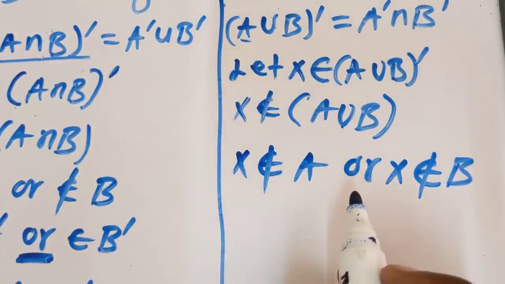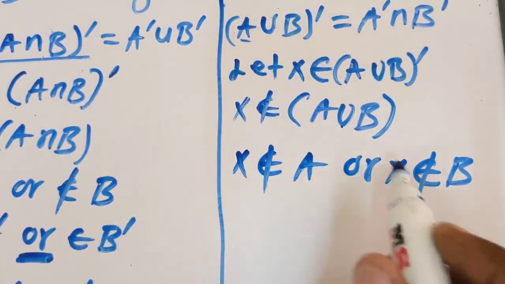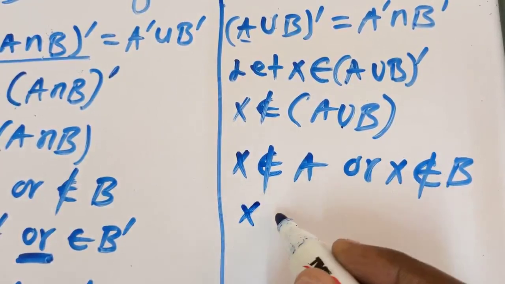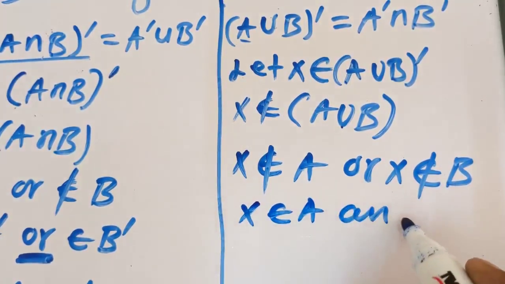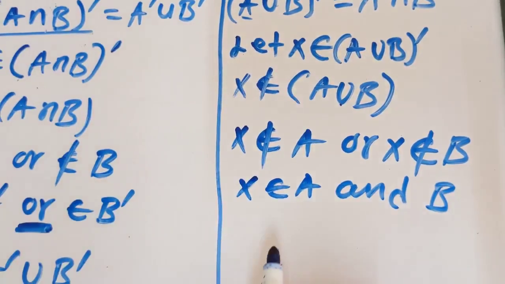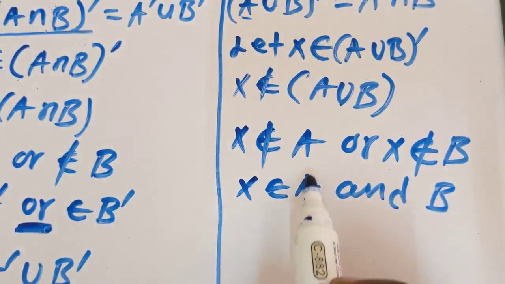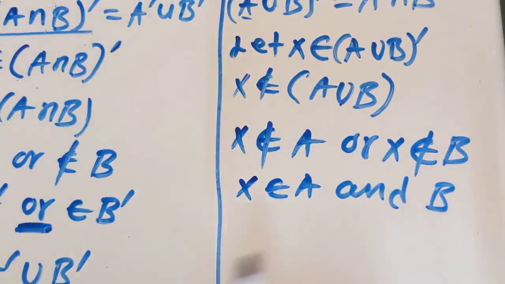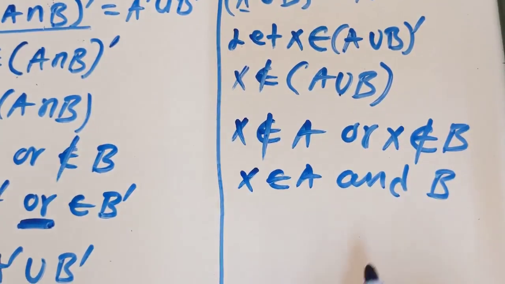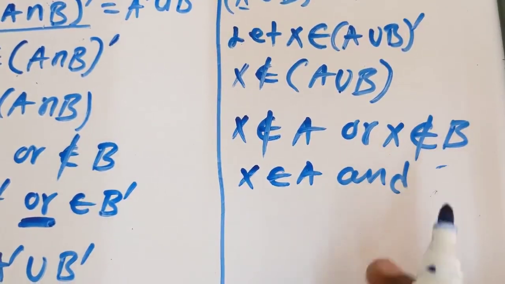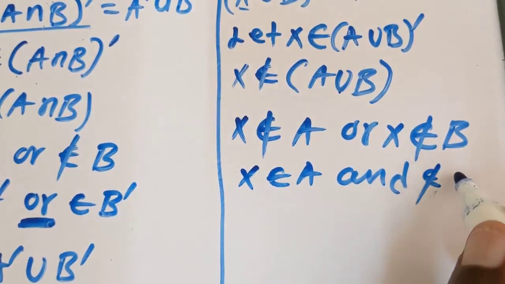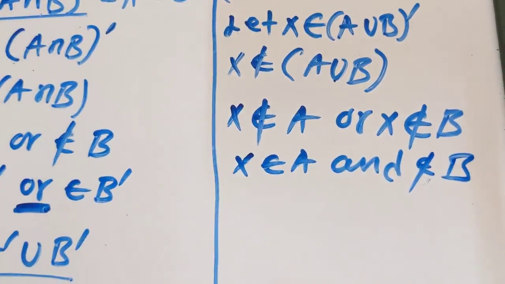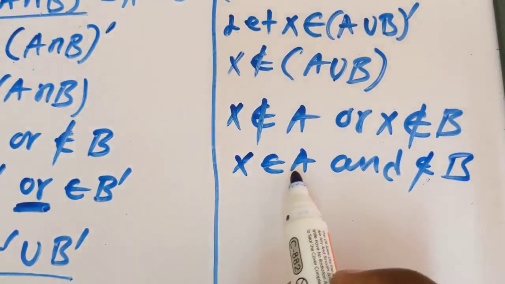So this statement also means that x is not a member of A and B. It is not a member of A, meaning that it is not in A and it is not in B. This is what it means. It is not in A.